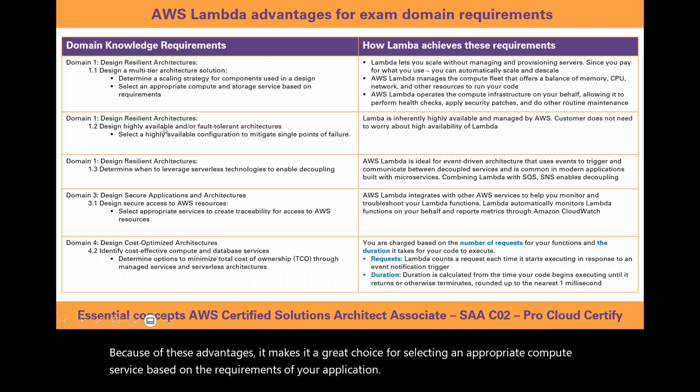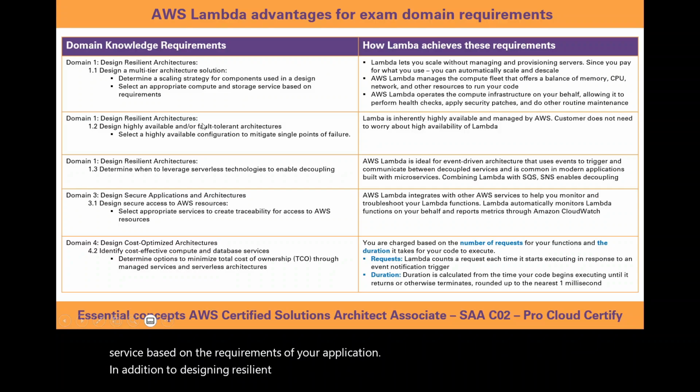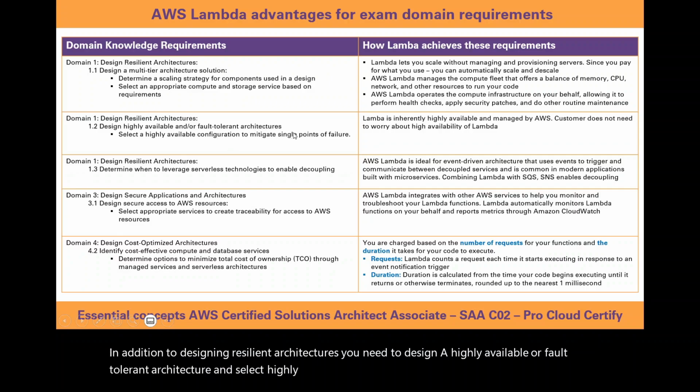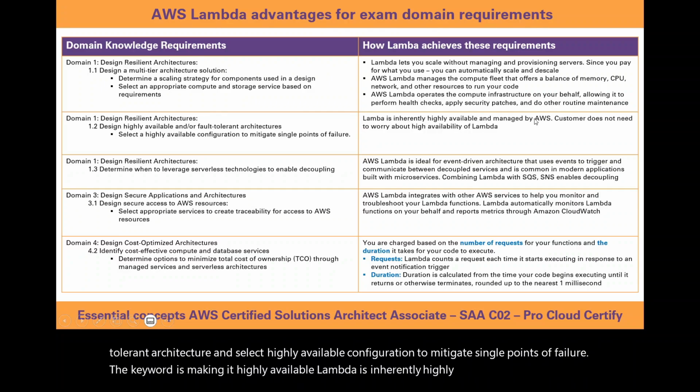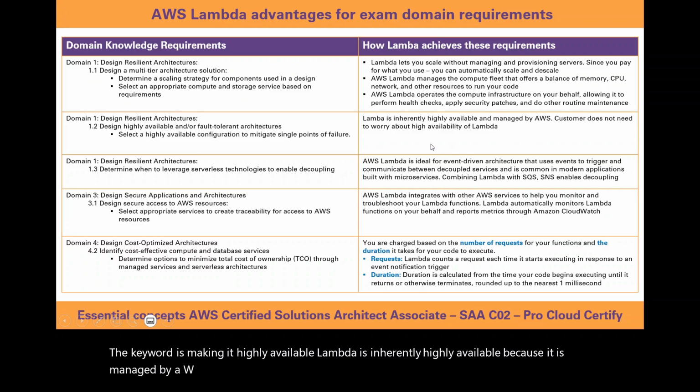In addition to designing resilient architectures, you need to design a highly available or fault-tolerant architecture and select highly available configuration to mitigate single points of failure. The key word is making it highly available. Lambda is inherently highly available because it is managed by AWS. The customer does not need to worry about high availability of Lambda.